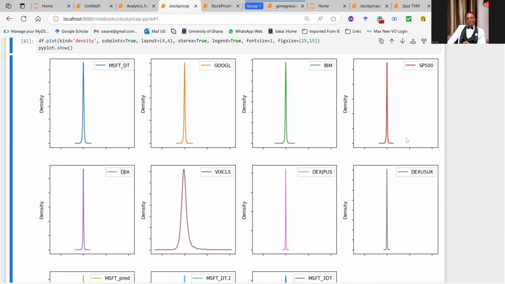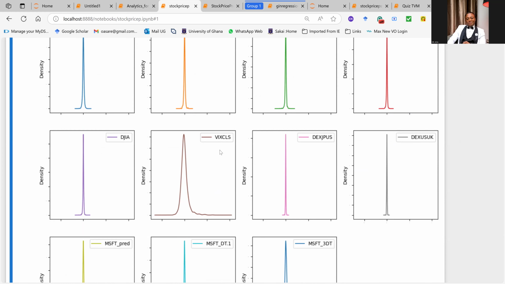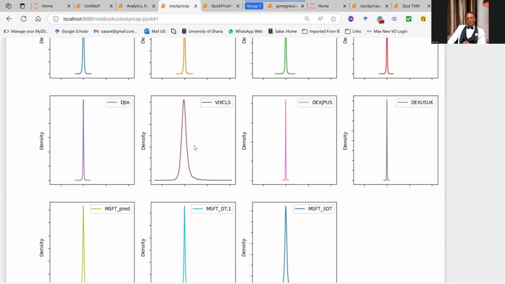Whilst all the kernel density plots look very, very tiny, look at the volatility index here. It is the one that looks a little bit wider. So I've made a point here that the VIX has much larger variance compared to the others. The rest are all tiny, but the VIX has a very, very large variance. In other words, there's a larger disparity of the data set. And that is one observation you can see.